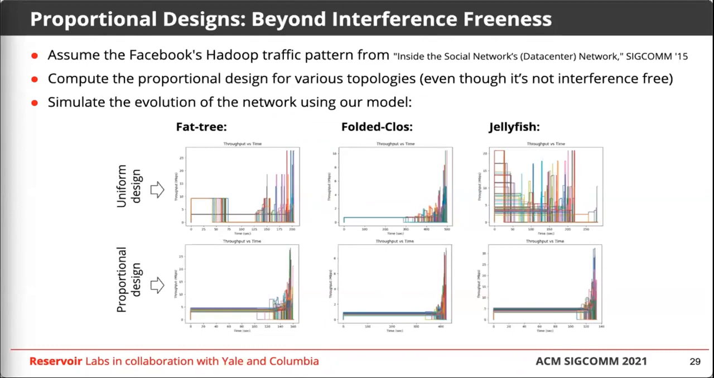This traffic pattern is actually not interference-free, but the proportional design still seems to deliver good performance, right? Most flows still finish at nearly the same time as one another, and the amount of wasted bandwidth is reduced.